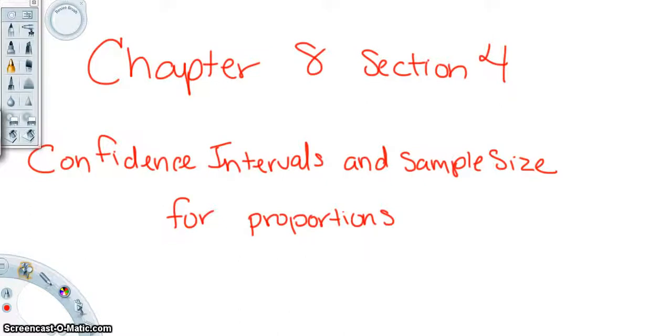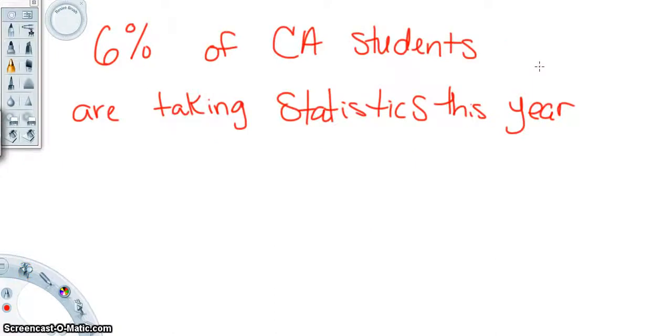In Chapter 8, Section 4, we're looking at the confidence intervals and sample size for proportions. When we're talking about proportions, we're talking about the idea of 6% of Colebrook Academy students taking statistics this year. Our 6% is what our proportion is. So we have 6 out of every 100 students taking statistics this year.